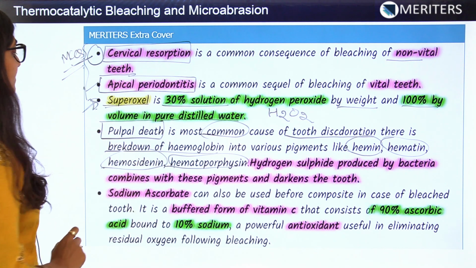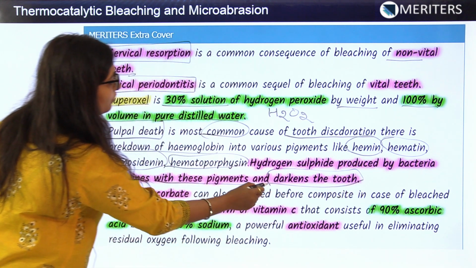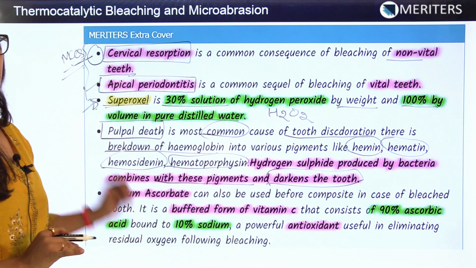Hydrogen sulfide is produced by bacteria, which combine with these pigments and it darkens the tooth. So this is how a tooth is discolored after pulpal death.